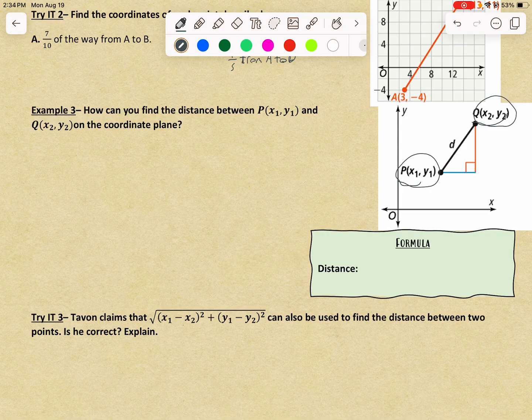Well, it's not too complicated, but it does involve using a little bit of math that you learned back in 6th grade and you've been using ever since. So take a look at the point P, the point Q. We want to find the distance between them.